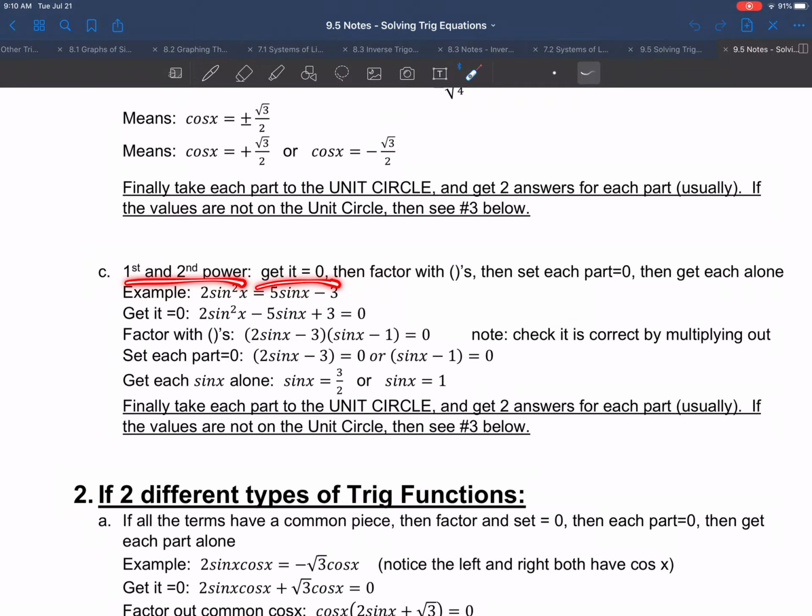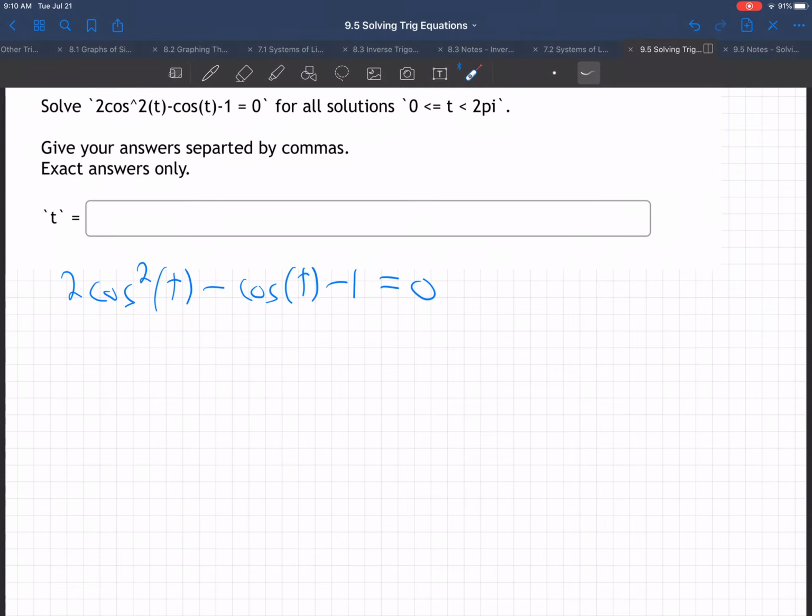Get it equal to 0. I think it already is equal to 0. Then factor with the parentheses, then set each part to 0. So for example, if you have this, you bring these guys over and you get it equal to 0. And then you factor with the parentheses and set each part equal to 0. Go to that, then the unit circle. All right, let's go to it. So it's already got a 0. So we'll say get it equal to 0 and factor, meaning with the two parentheses.